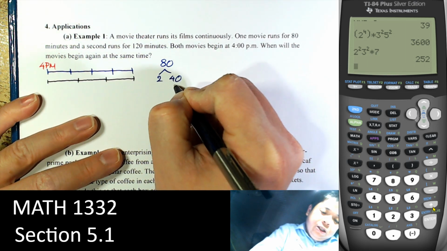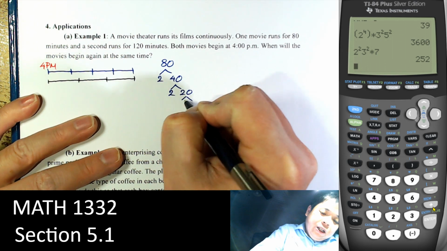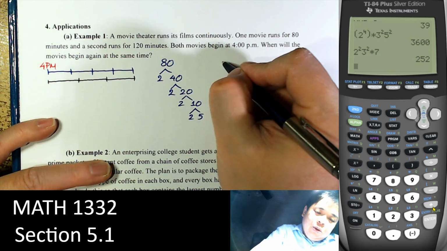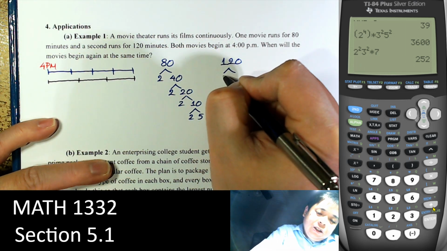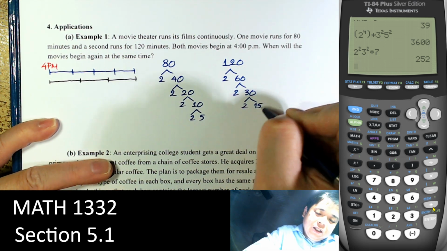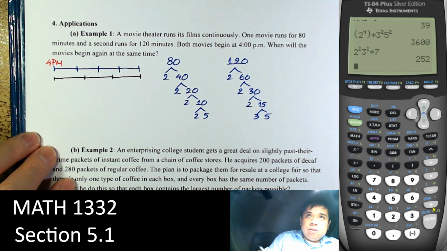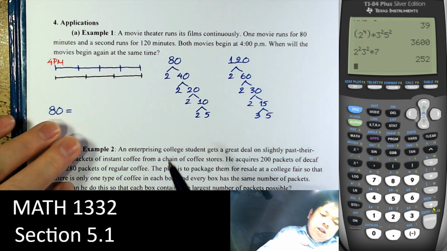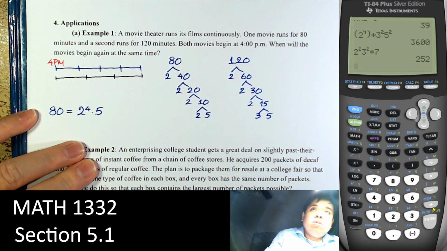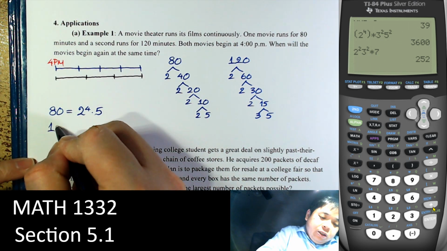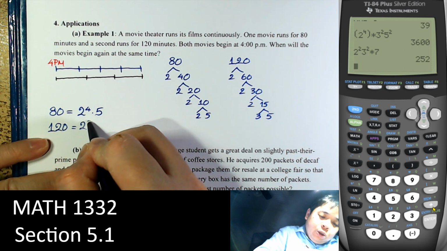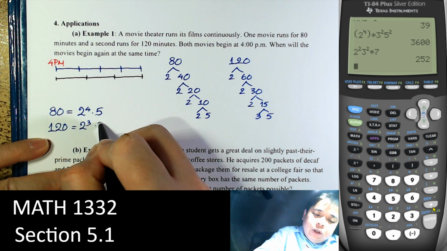Two and 40, 2 and 20, 2 and 10, 2 and 5, and then 120, 2 and 60, 2 and 30, 2 and 15, 3 and 5. So we say 80, 1, 2, 3, 4, and 120, 2 cubed, a 3 and a 5.